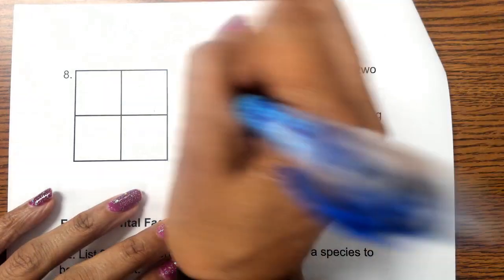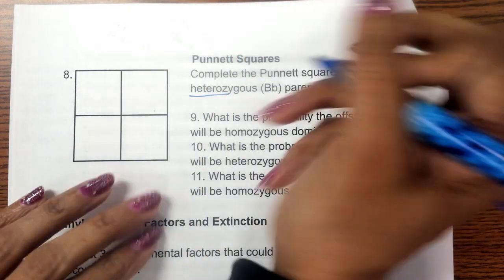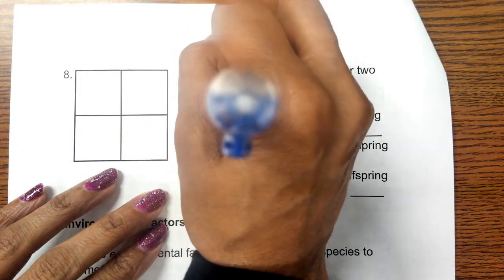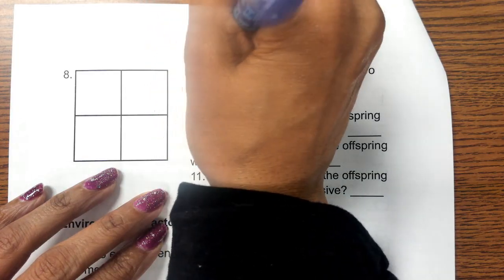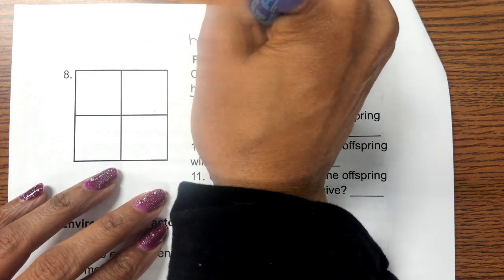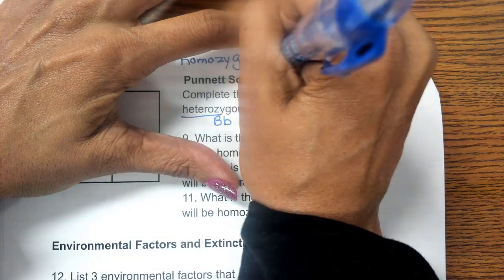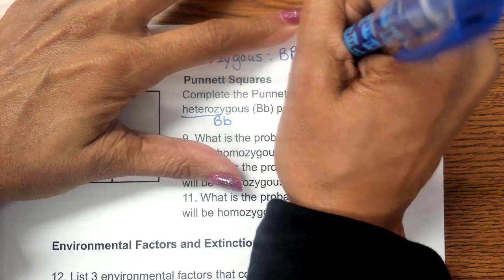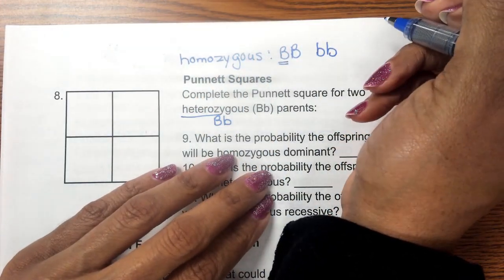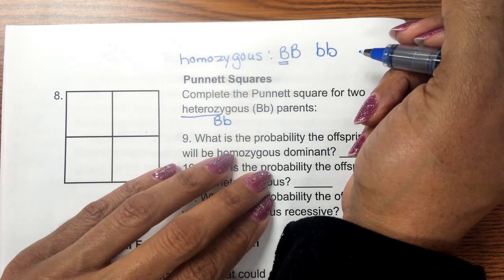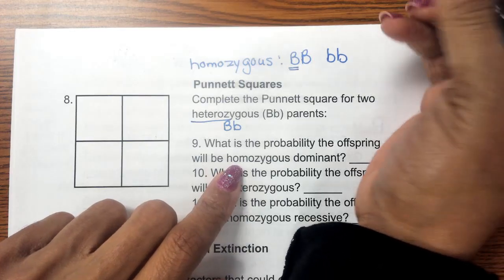Okay, so remember, heterozygous is two different letters. So heterozygous would be big B, little b. Homozygous is two of the same genes. So it could be big B, big B, or little b, little b. Remember that the capital letter always is dominant. So the capital letter wins the battle, if you want to think of it like that, for whatever trait.